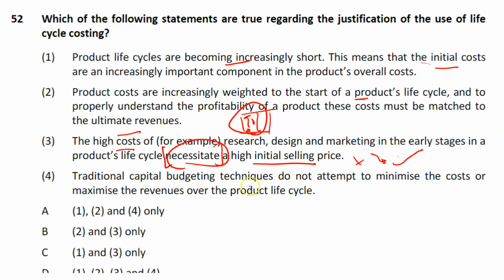Traditional capital budgeting techniques, which are our year-on-year approach, do not attempt to minimize or maximize. And that's true, because typically we would just look at things on a year-by-year basis. So life cycle costing is probably the only one that says let's look at the entire life of what's going on. So the answer here is 1, 2, and 4.